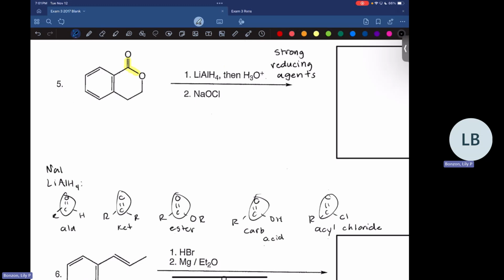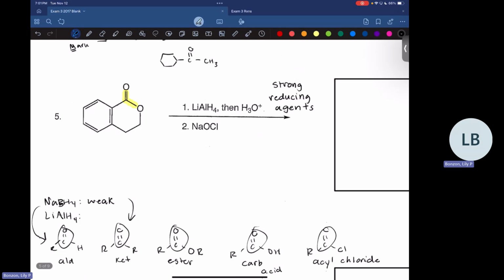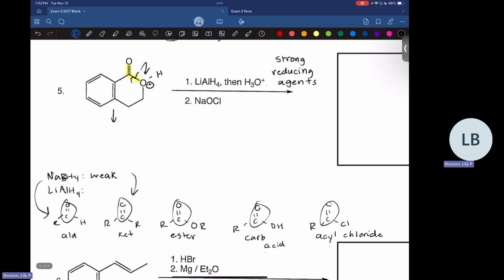NaBH4 is the other reducing agent, and this one's weak, and it can only do ketones or aldehydes. In this case, we have LiAlH4, so we can do whatever we want. I suggest looking at the mechanism for this one because this one is kind of tricky, I think, to some people. But we're going to split the bond between the oxygen and the carbonyl carbon because in one of the first steps, the ester oxygen becomes protonated, so then it becomes a good leaving group and gets kicked out. And then we're just going to protonate the oxygens to be alcohols.